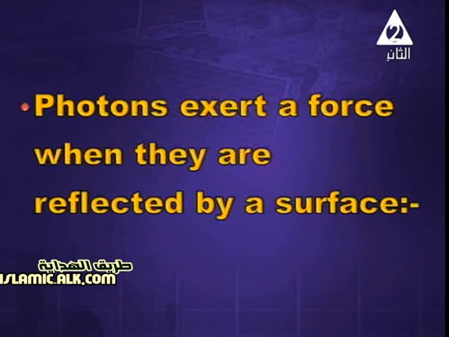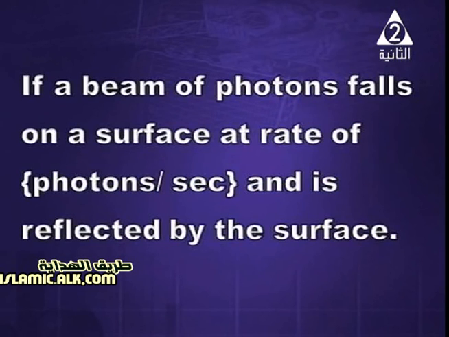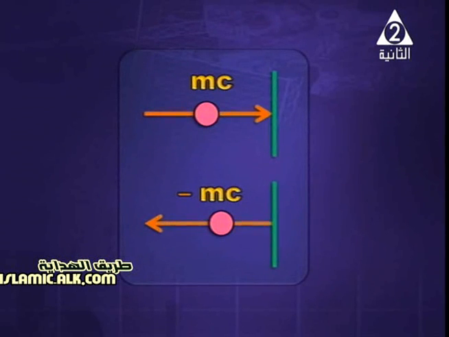Another property of photons: they exert a force when they are reflected by a surface. And we'll be able to obtain an expression that determines this force. If a beam of photons falls on a surface at a rate of phi, and what about mc? mc is the momentum just before collision with the surface, and photons are elastic, so they will not lose any of their velocity. It just changes direction when it is reflected.